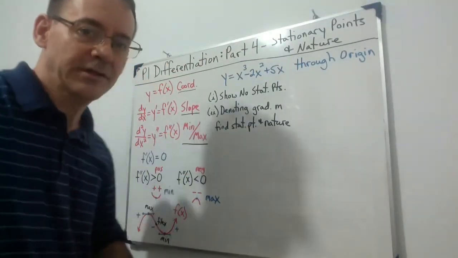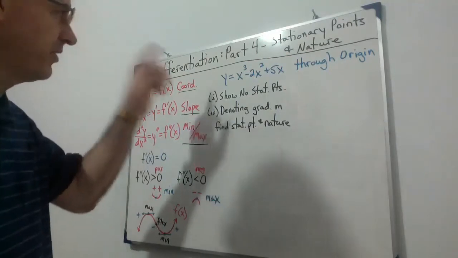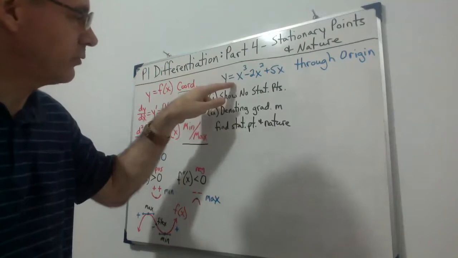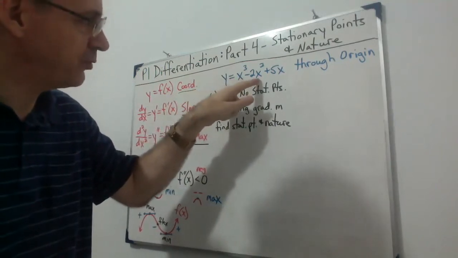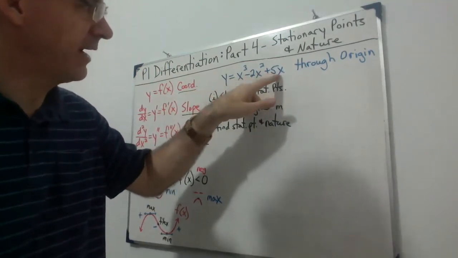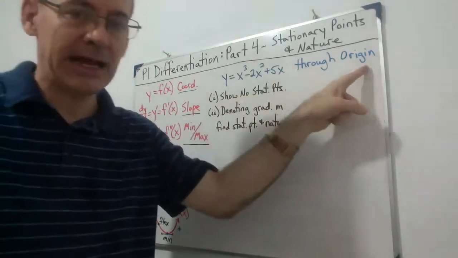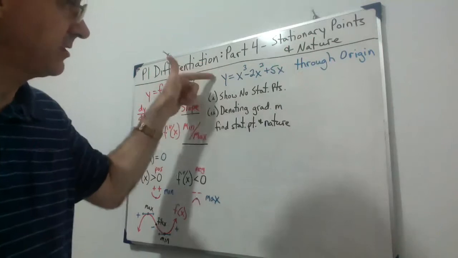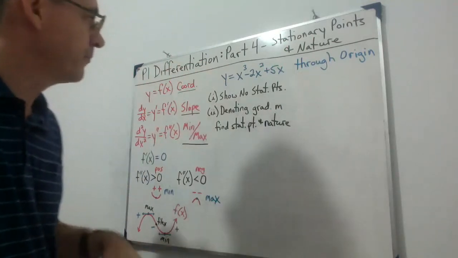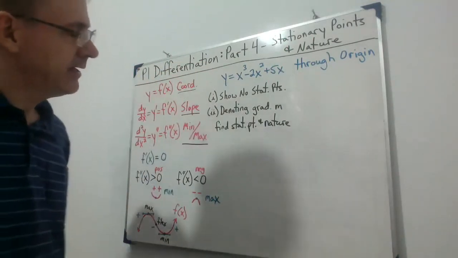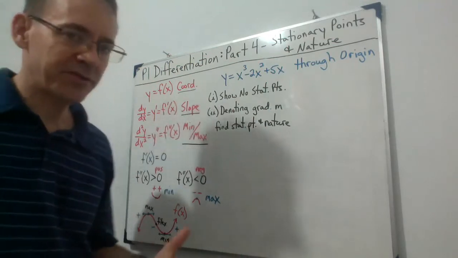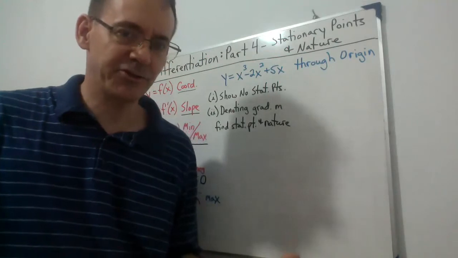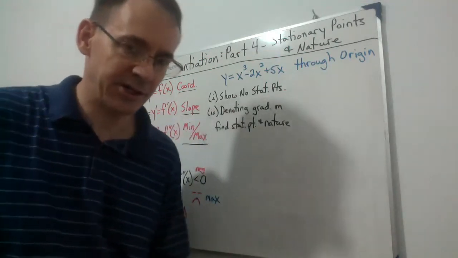Okay, here we are with our second example. Now this time they give us the original function. Notice it says y equals x cubed minus 2x squared plus 5x, and it's said to be passing through the origin, which makes sense. If you plug in a 0 for x, you're going to get 0 for y. Now in part I, it says show that there are no stationary points, which sounds kind of interesting. How do you show that there are no stationary points?